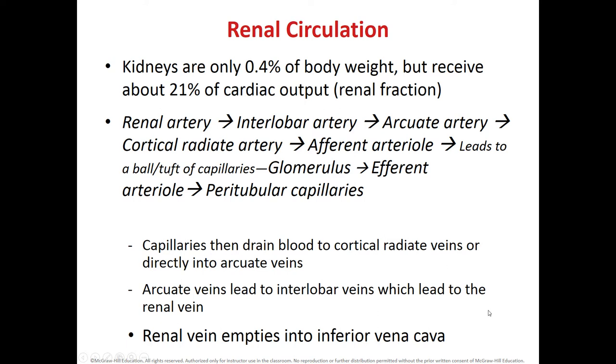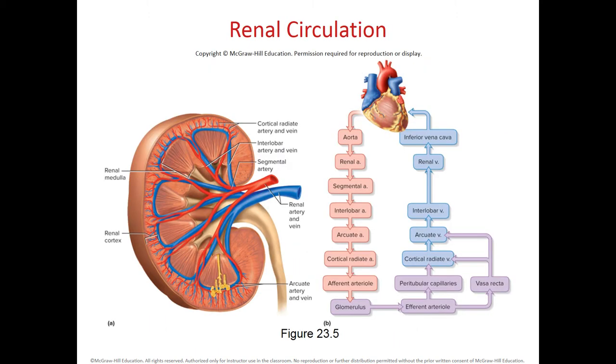Now the capillaries will drain the blood into the cortical radiate veins or directly into the arcuate veins, and the arcuate veins will drain into the interlobar veins and then into the renal vein, and finally the renal vein is going to drain the blood into the inferior vena cava. So this is the diagram of the renal circulation.